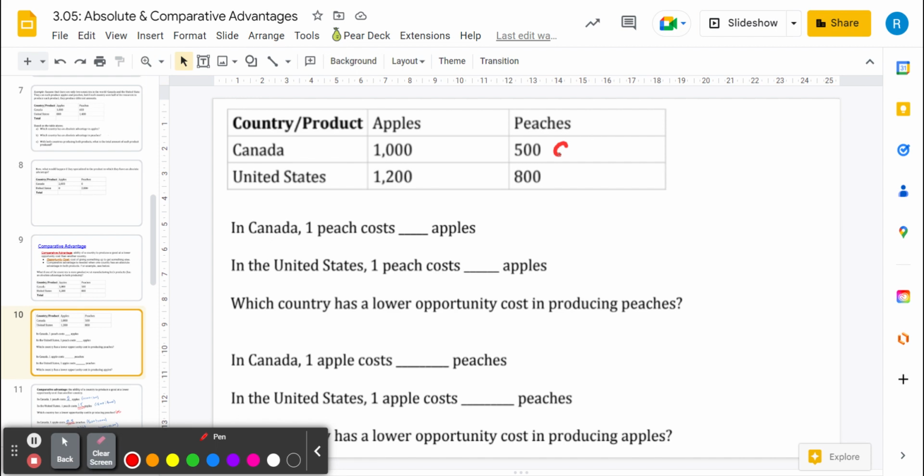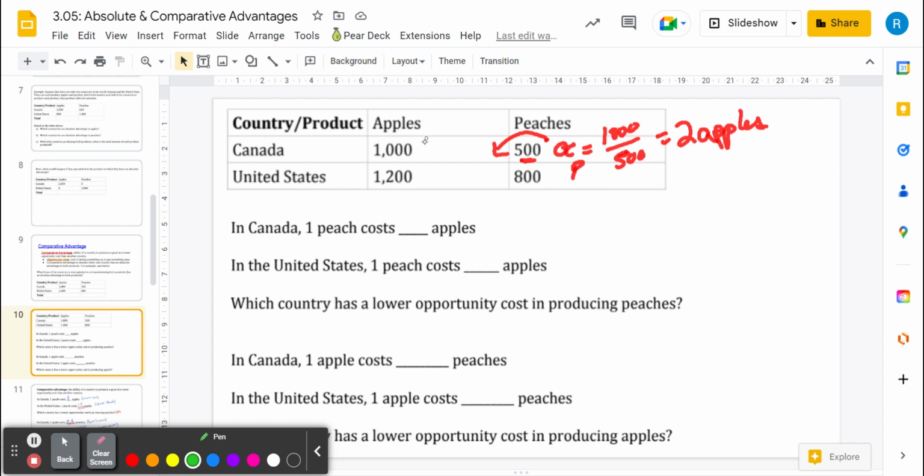How is it 2? Well, the opportunity cost of a peach equals 1,000 over 500. You take the other product and divide it by the product whose opportunity cost you're calculating. So the opportunity cost of Canada making a peach, opportunity cost of P, is equal to 1,000 divided by 500, which is 2 apples. A is not a variable, so I'll just put 2 apples. You have to go through each of these boxes and make that same calculation.